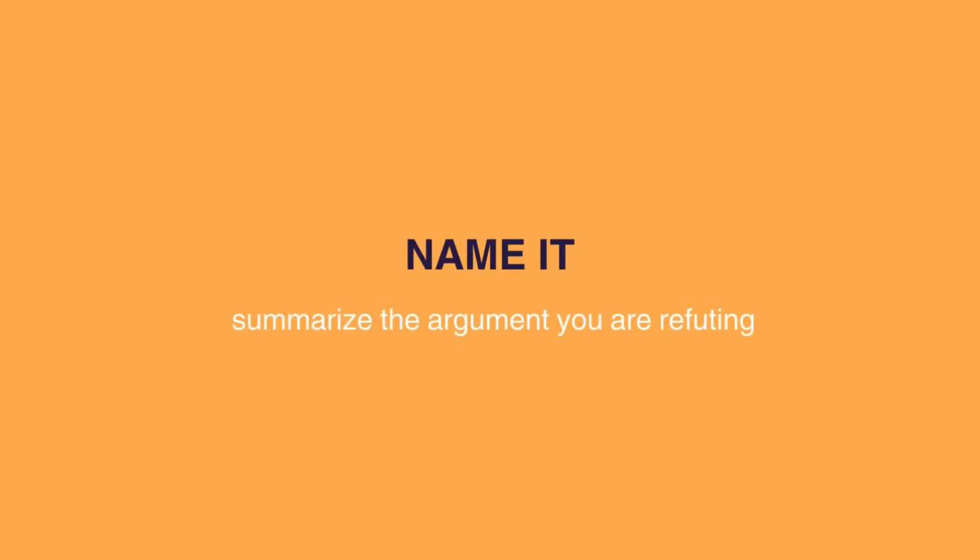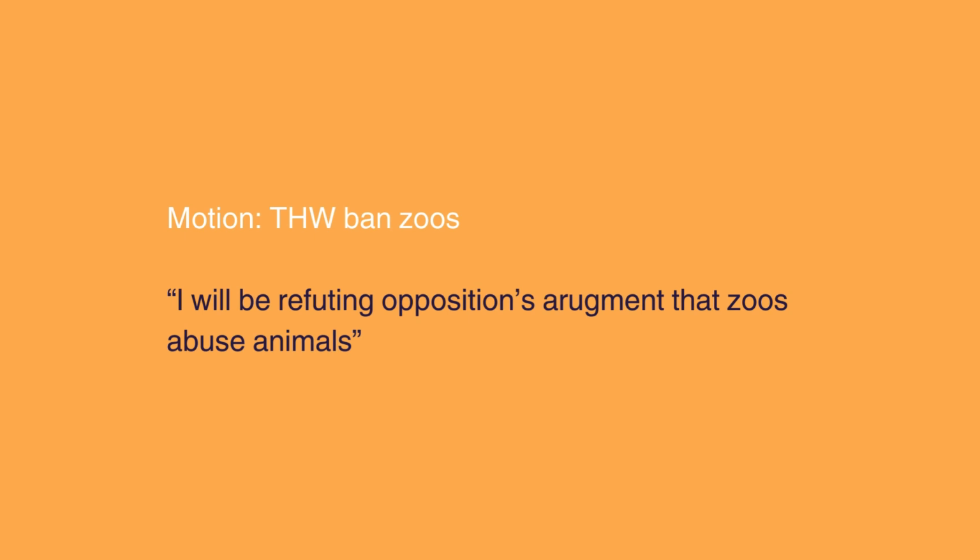When you want to attack your opponent's case, you first have to flag out which argument specifically you're trying to take down. Let's say I was in a debate round and the motion was this house would ban zoos, and my opponent said that zoos abuse animals. When I do refutation, I must start by briefly summarizing my opponent's argument, in other words, providing the claim that I'm going to refute.